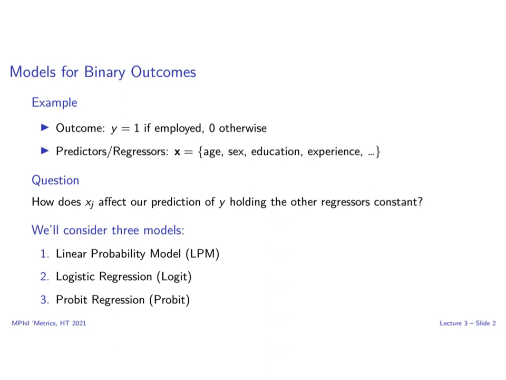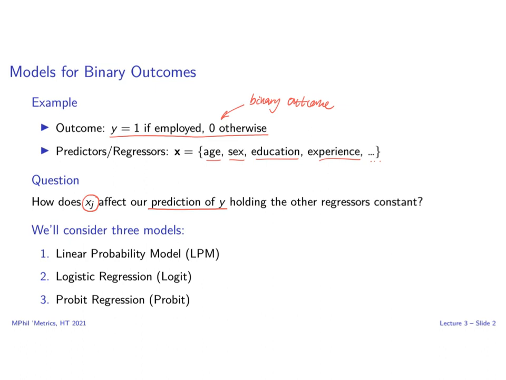Many outcomes of interest in economics are binary. For example, suppose that y equals 1 if a person is employed and 0 otherwise. We might want to try to predict y using a collection of regressors x that include age, sex, education, experience, and so on. The question we might ask ourselves in this situation is, how does a particular one of these regressors, call it xj, affect our prediction of y if we hold the other regressors constant?